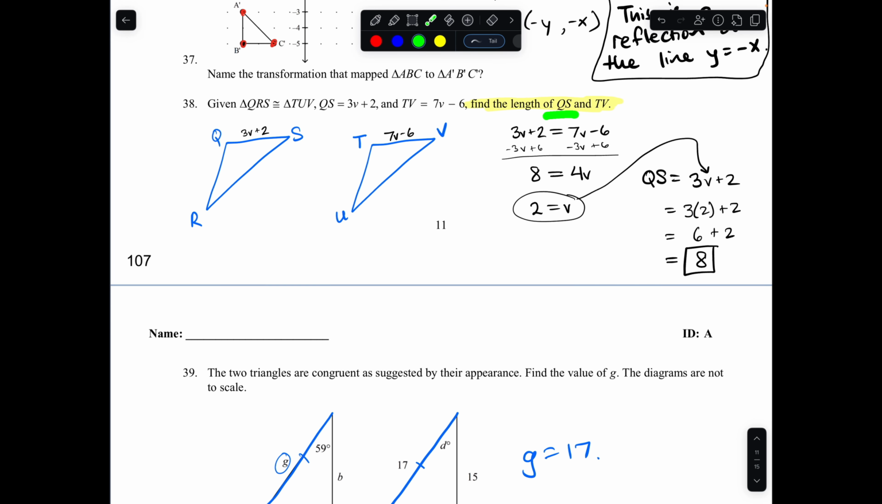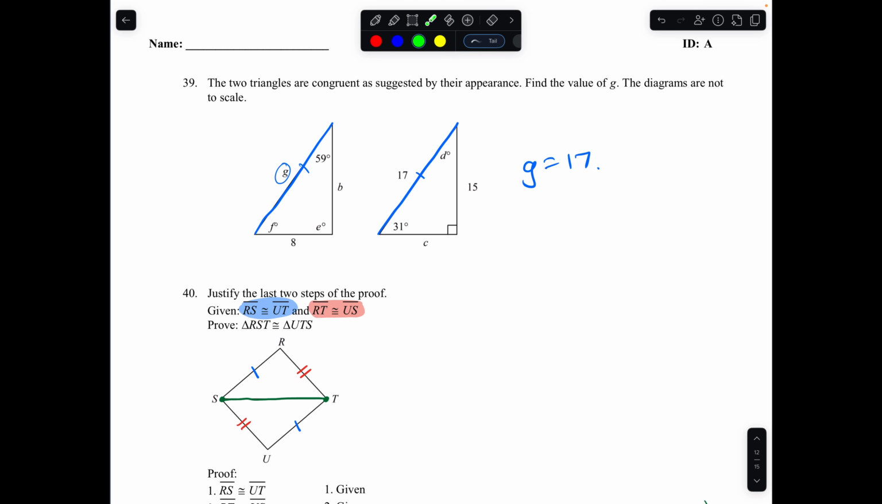To find the length of QS and TV, I plug that value in. V is 2. It doesn't matter which one you plug it into because they will be the same. They're congruent, right? 3 times 2 plus 2, that's what I did here. I should get 8. But even if I said this V is 2, then 7 times 2 is 14, minus 6 is still 8. So QS and TV both have a length of 8.